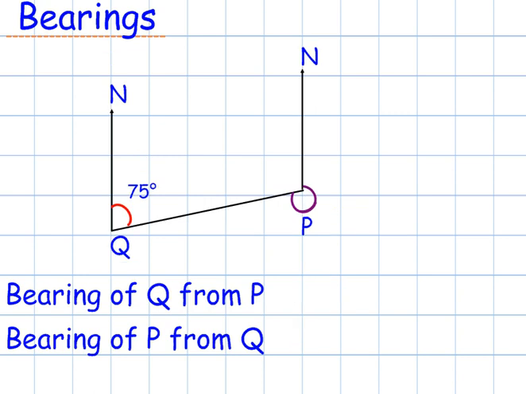In the next example, we're given the bearing from Q to P, so bearing of P from Q, which will be 075 degrees. I know that these two angles here, because these are parallel lines, have to add up to 180. So the missing angle here will need to be 180, take away 75, which will be 105 degrees.